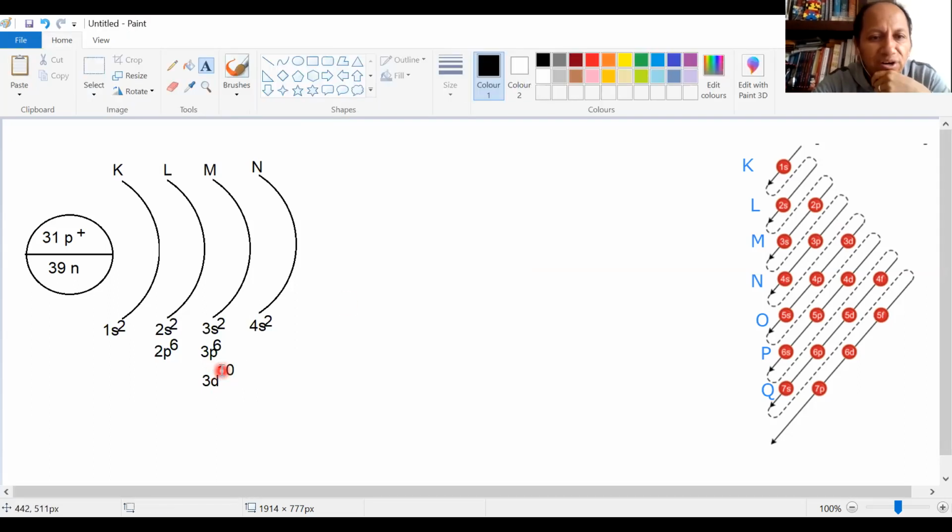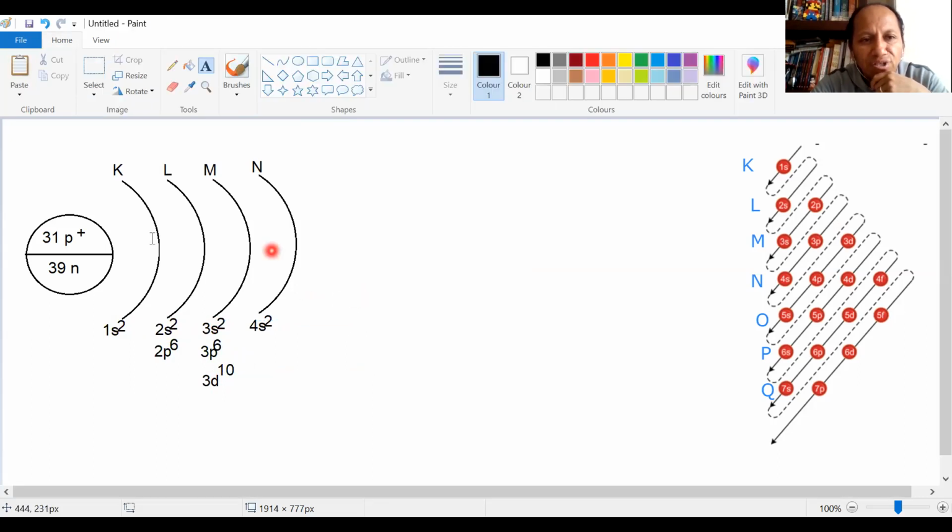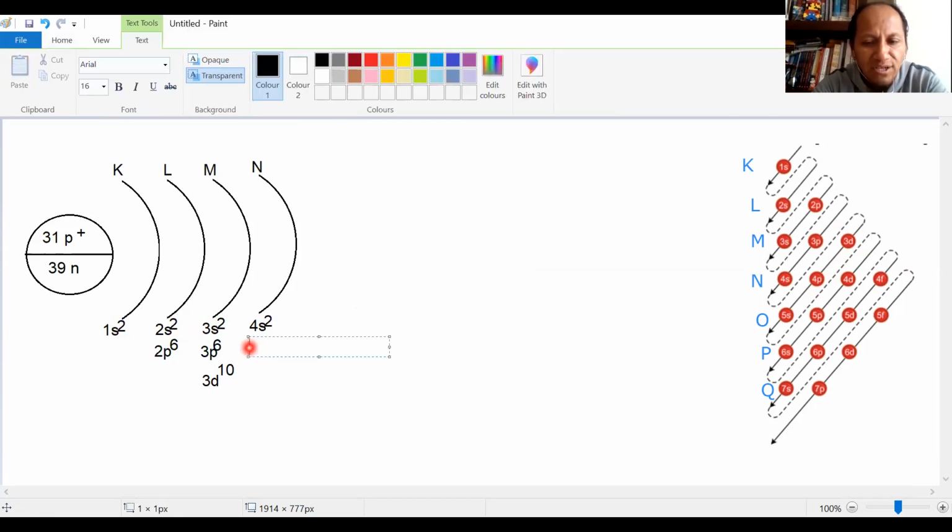Let's count so far. We have 2 plus 2, 4, plus 6, 10, plus 2, 12, plus 6, 18, plus 2, 20, plus 10, 30. But it says 31. Oh, then after filling the 3d, right, it says go where? Oh, to the 4p. And then you fill the 4p. And here comes the magic, because it says 4p.